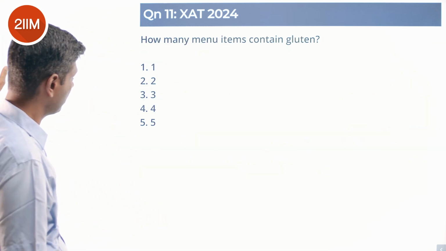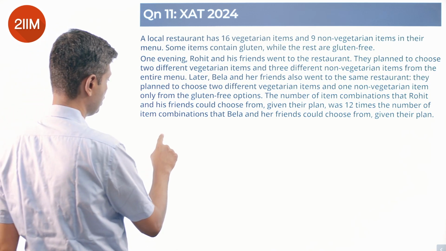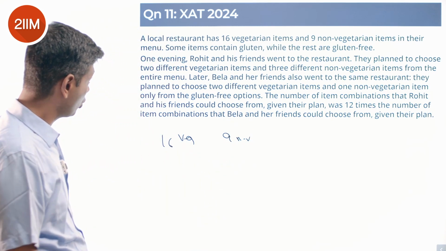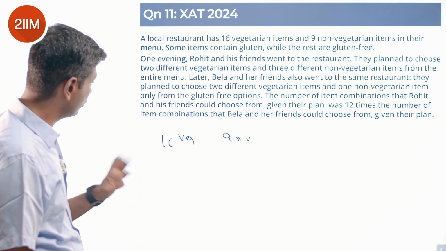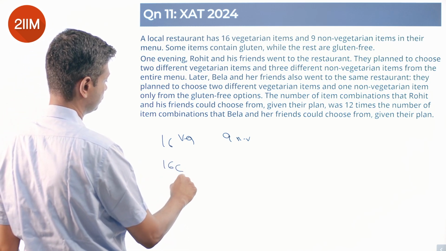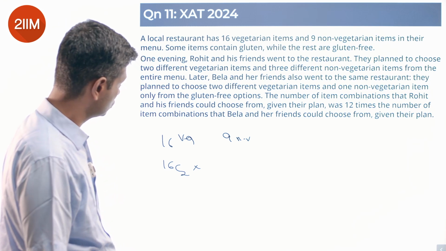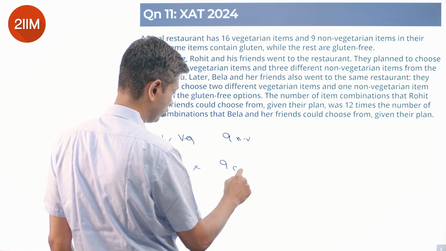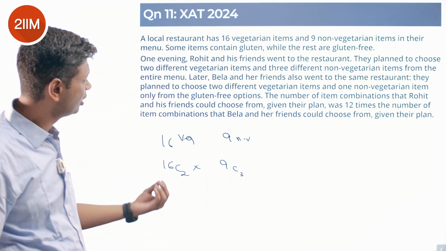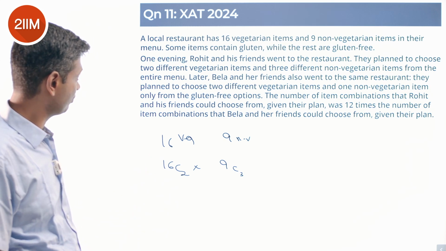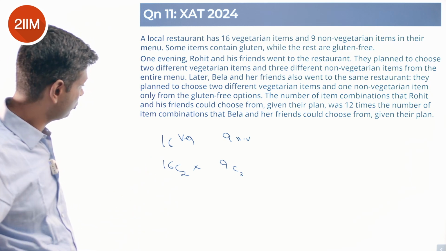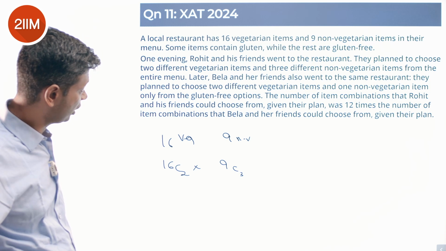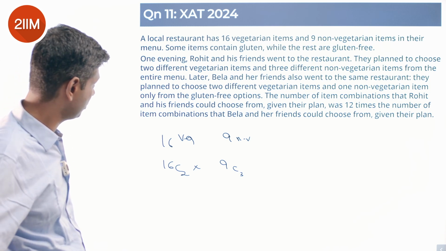Nice. I'm going to grab this. First of all, 16 veg and 9 non-veg. What does Rohit want to do? They plan to choose 2 different vegetarian items, 16C2, into 3 different non-vegetarian items, 9C3. This is what Rohit and his friends get. 16 vegetarian items, so 16C2, and 3 non-vegetarian items, 9C3 from the entire menu.